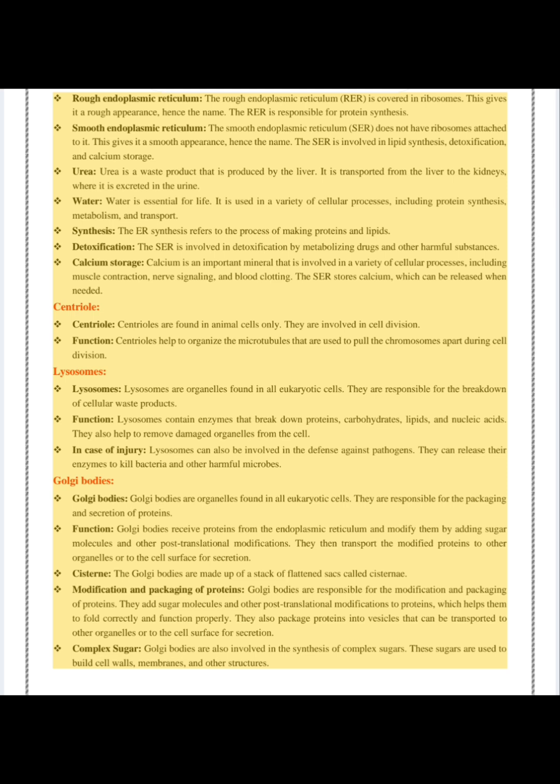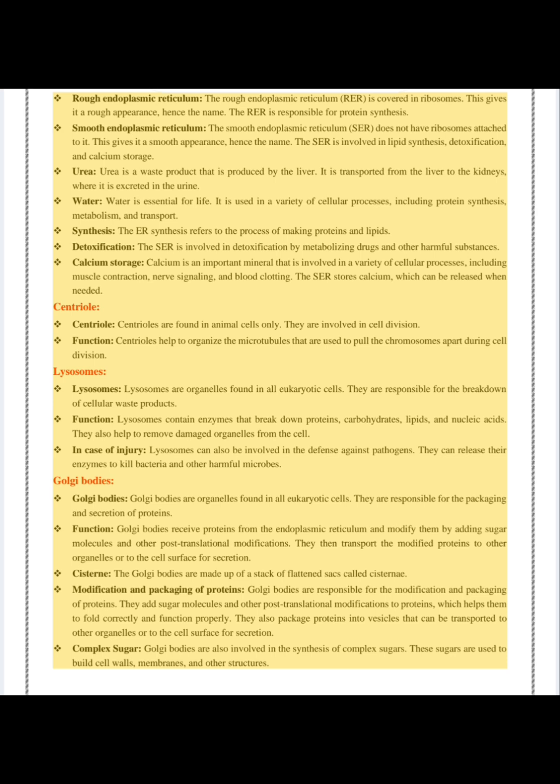Lysosomes. Lysosomes are organelles found in all eukaryotic cells. They are responsible for the breakdown of cellular waste products. Function. Lysosomes contain enzymes that break down proteins, carbohydrates, lipids, and nucleic acids. They also help to remove damaged organelles from the cell. In case of injury, lysosomes can also be involved in the defense against pathogens. They can release their enzymes to kill bacteria and other harmful microbes.